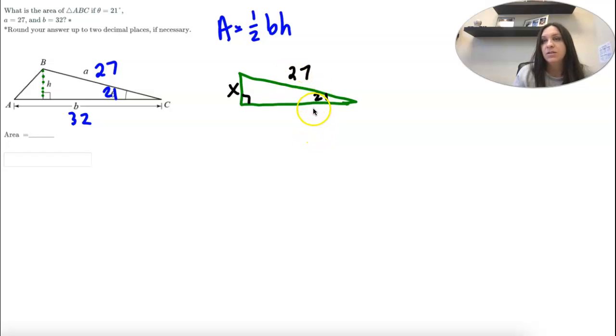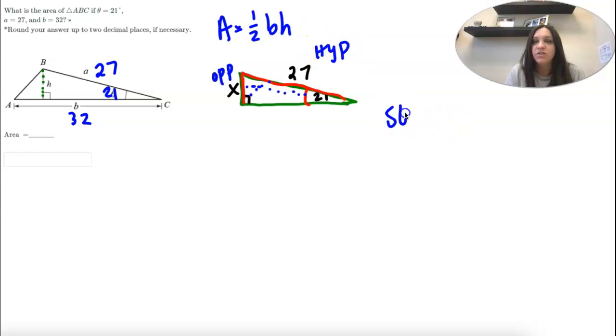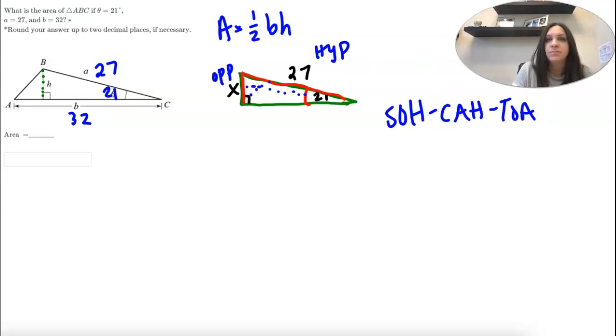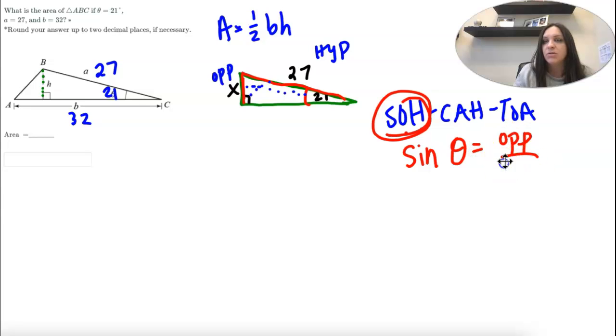Okay, so to solve a trig function, you only need two sides. One unknown and one known. And using our angle, that's going to tell us what trig function to use. So we don't know the opposite side, but we do know the hypotenuse. So you have to think, which trig function uses opposite and hypotenuse? Sine, SOH. Sine of theta is opposite over hypotenuse.